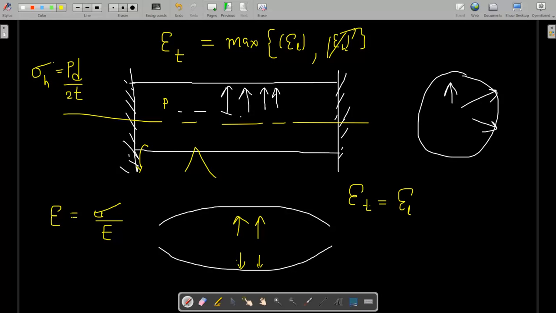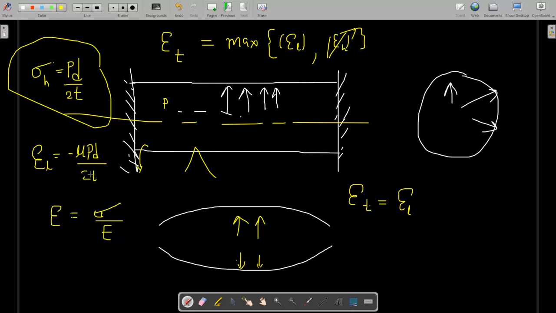Why am I writing hoop stress, not longitudinal stress? Because in the longitudinal direction there is no stress, because this is fixed, but due to hoop stress the longitudinal strain is produced. So the only stress that is produced is hoop stress, PD by 2t, and the strain in the longitudinal direction, that means perpendicular in the other direction, we can write as minus mu into PD by 2t.